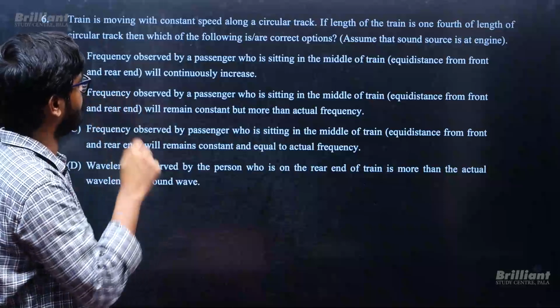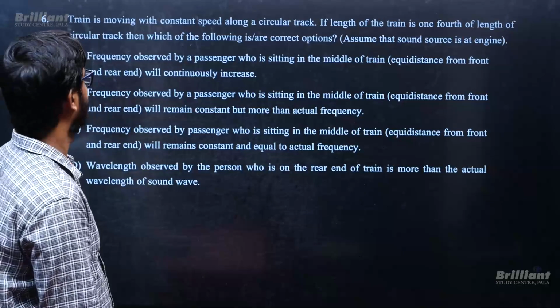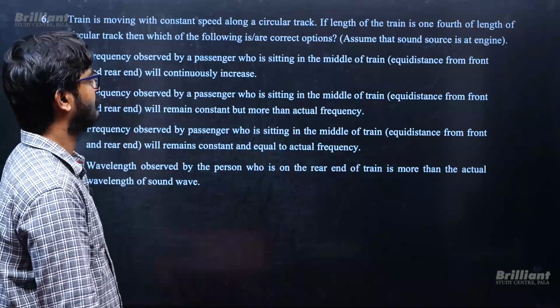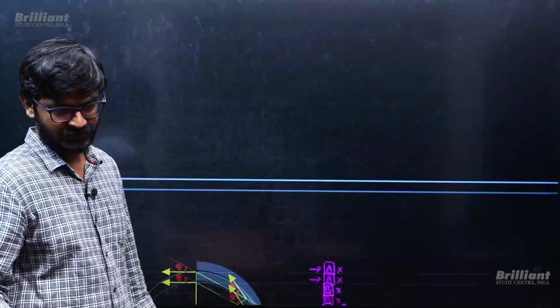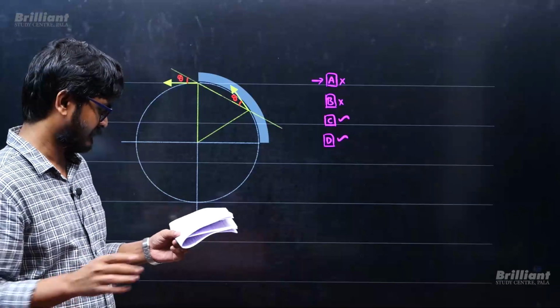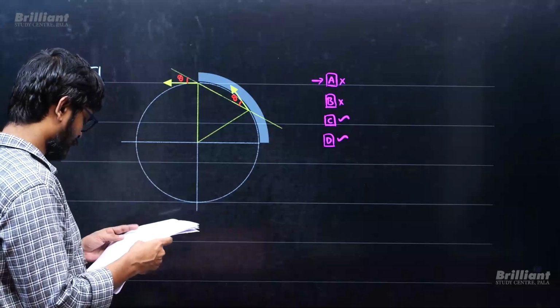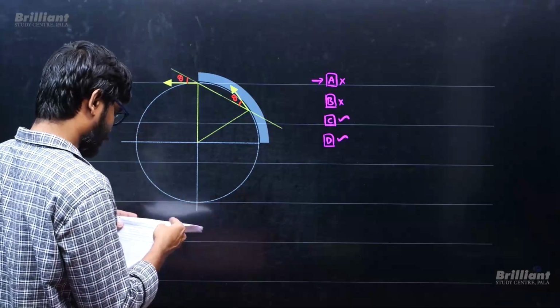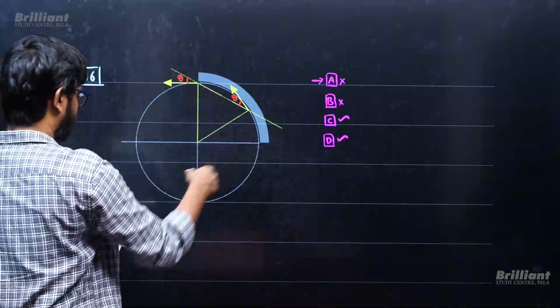Train is moving with constant speed along a circular track. If the length of the train is 1/4 of the length of the circular track, then which of the following are correct? I think this was there in PYQ. Train is moving with a constant speed. The length of the train is 1/4.